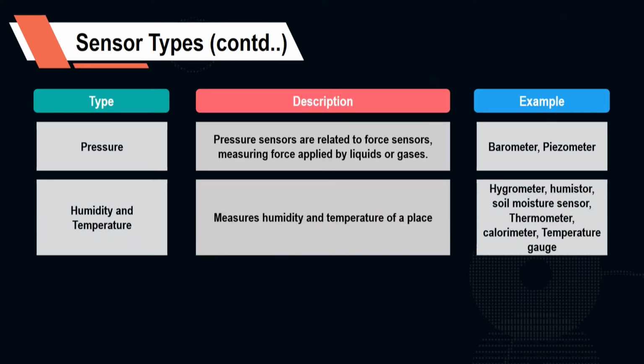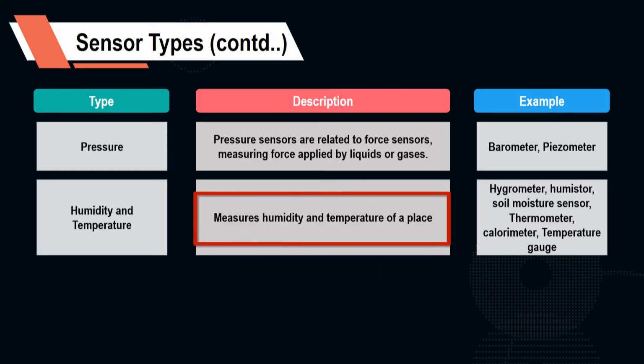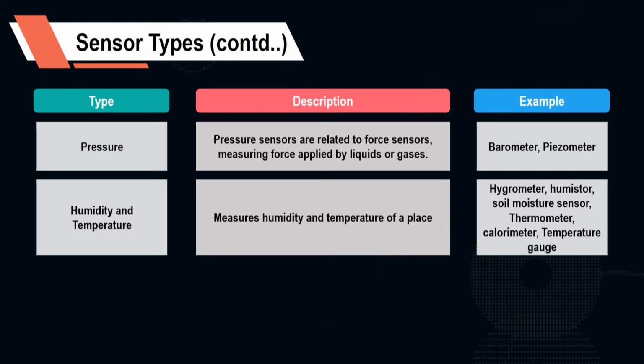Humidity and temperature sensors: as I have told, we are going to show you many small projects with the help of these humidity and temperature sensors also. For example, DHT11, LM35, those are temperature and humidity sensors. They measure the temperature and humidity of a room, of a classroom, of an environment.